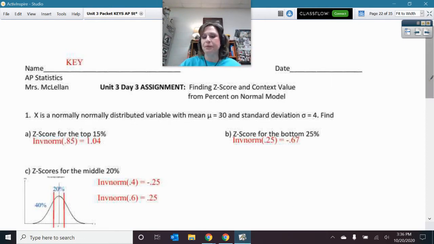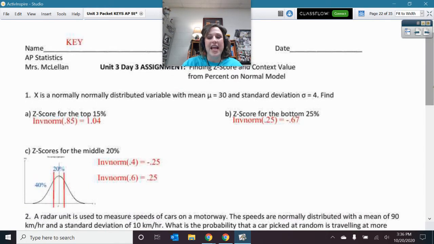All right, let's see. So these first two problems were very interesting because they just said find a z-score. And I'm like, okay. Even though it told me that the x is normally distributed with a mean of 30 and a standard deviation of 4, it says find the z-score. And so I don't know why it gave me this extra information here.